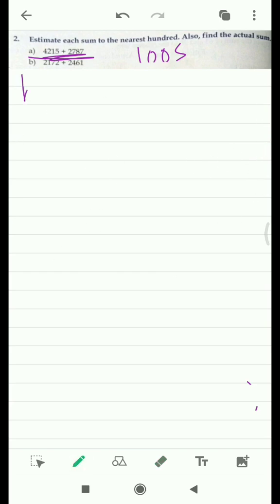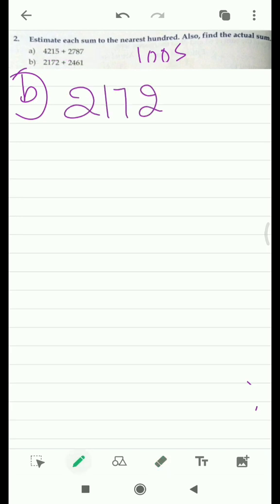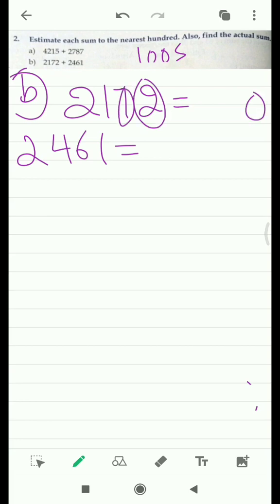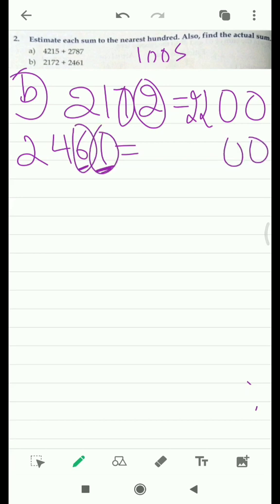Part B. First we need to round up these numbers to the nearest hundreds. Since it's rounding up to the nearest hundreds, so these two digits have to become 0, 2, 0, 7, 0. The 7 is a strong digit, so it's going to push 21 to 22. And look at this 1 and this 2. They have to become 0 first. And now look at this 6. It's a strong digit, so it's going to push 24 to 25.